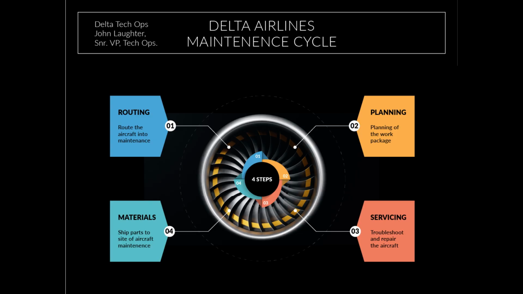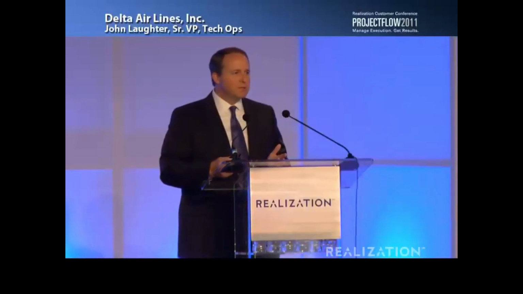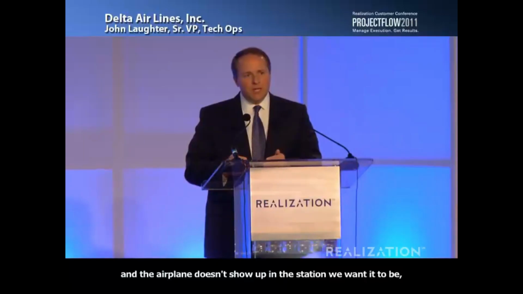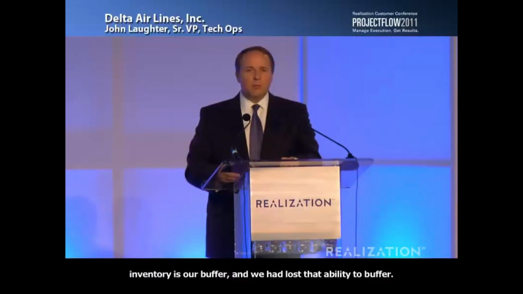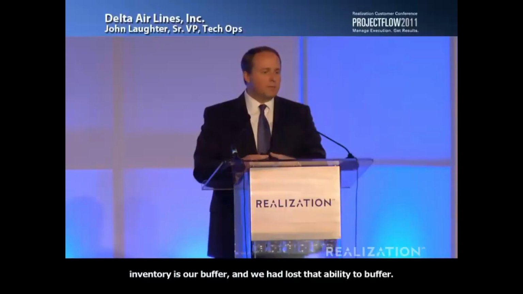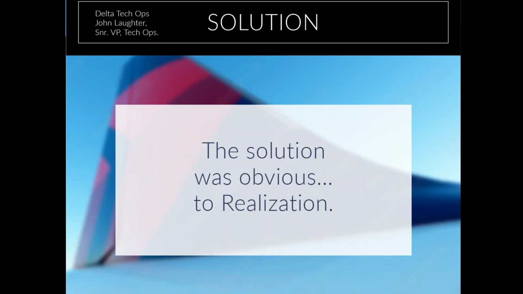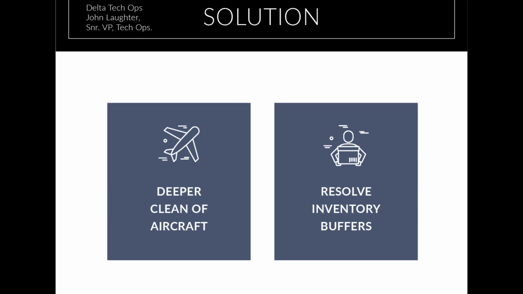We also were plagued by a very slow replenishment cycle. Never before have we needed to replenish our line station inventory quickly. Bottom line, the inventory is really the buffer for us. As airplanes move around and it's not planned, and the airplane doesn't show up in the station we want it to be, inventory is our buffer, and we had lost that ability to buffer. So the solution is obvious. It certainly was obvious to realization. It was obvious to me after they explained it to me.